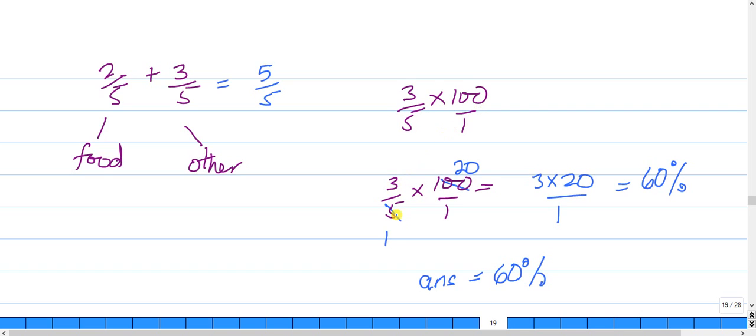Again, 5 into 5 one time, 5 into 100 20 times. Numerator by numerator would be 3 times 20. Denominator by denominator, 1 by 1 would give us 1. And our answer again is 60%. So, two approaches, same answer.